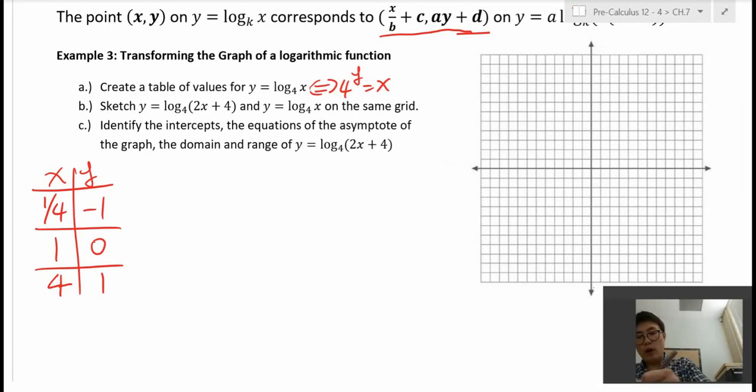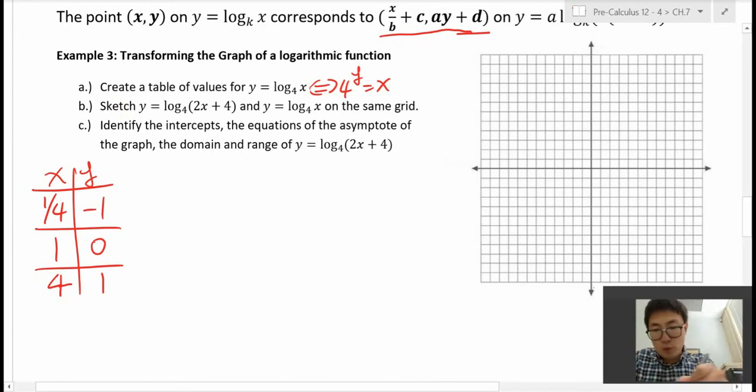Okay, now we are going to, well, I guess we need to sketch both. So I'm going to draw this one first. A quarter and -1 is somewhere here. 1, 0 is here. 4, 1, 2, 3, 4, and 1 is right here. Don't forget your vertical asymptote.